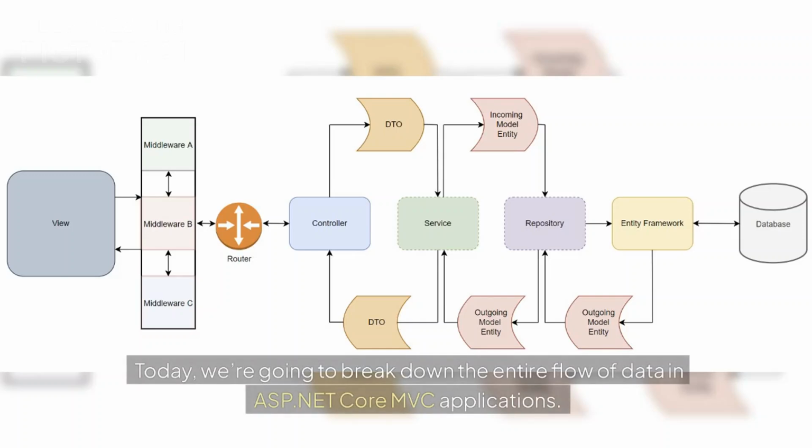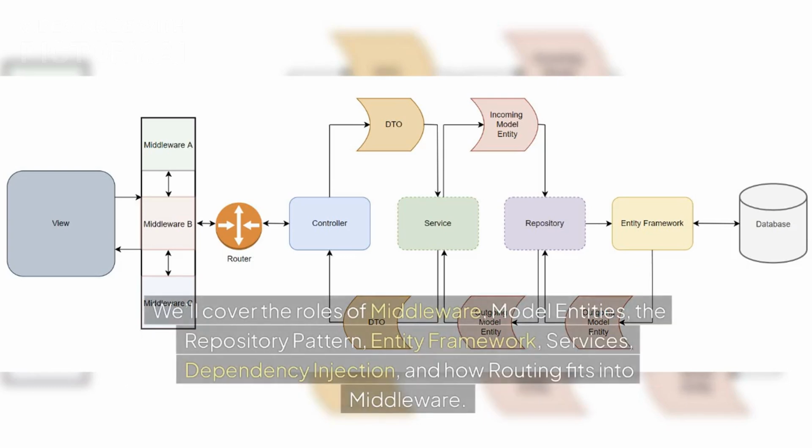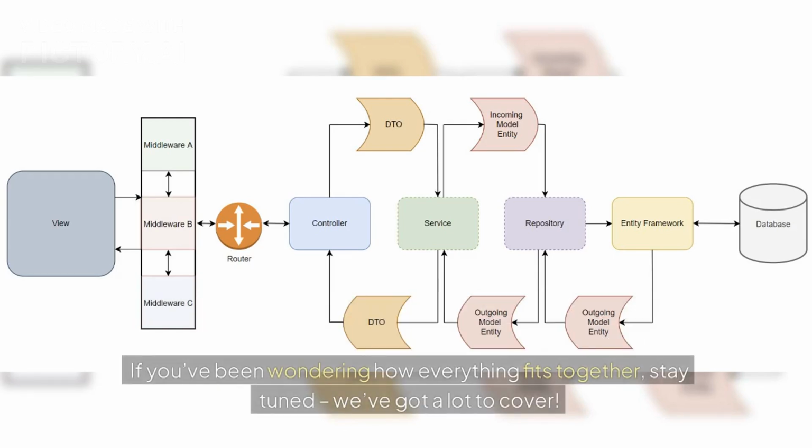Today, we're going to break down the entire flow of data in ASP.NET Core MVC applications. We'll cover the roles of middleware, model entities, the repository pattern, Entity Framework, services, dependency injection, and how routing fits into middleware. If you've been wondering how everything fits together, stay tuned, we've got a lot to cover.